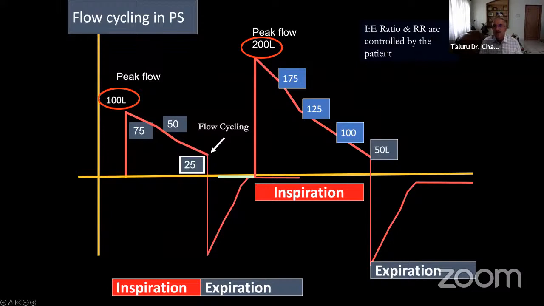See, the IE ratio and respiratory rate are controlled by the patient. In a pressure support mode, we don't have the option of setting them, but you can alter this by altering the expiratory sensitivity. It is called expiratory trigger sensitivity, ETS, because that is when the expiration starts. You have to go and see in your ventilators what it is. It is set at default 25.